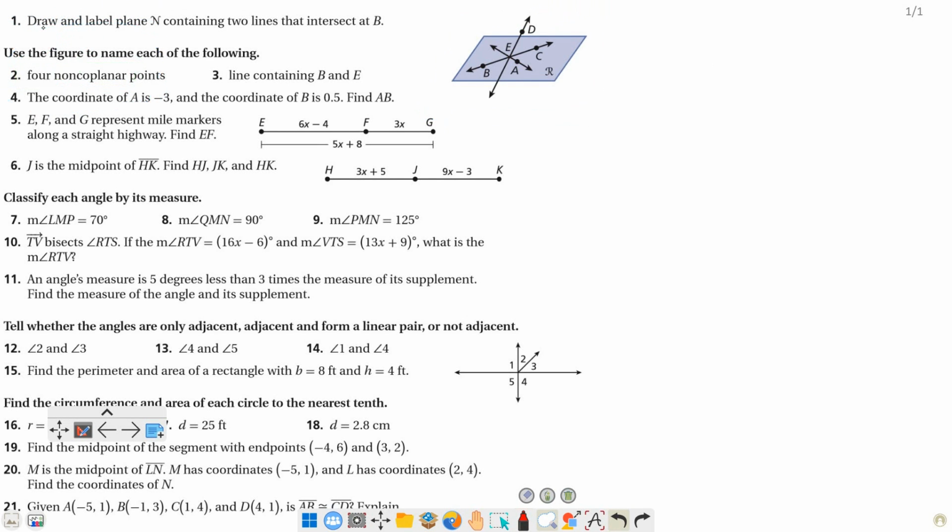And so now we are going to do a line containing B and E. So a line containing B and E. Here's B and E. So what line is this? This is this line right here. And what is that line?